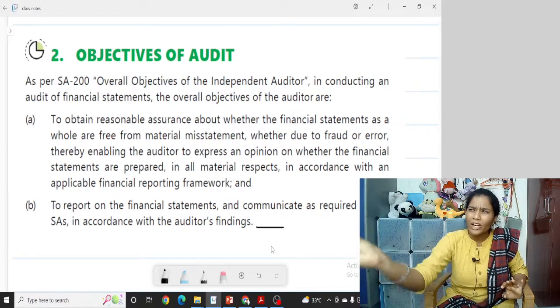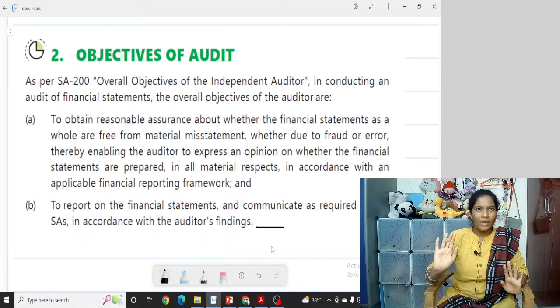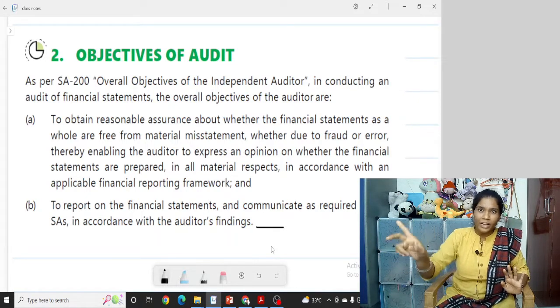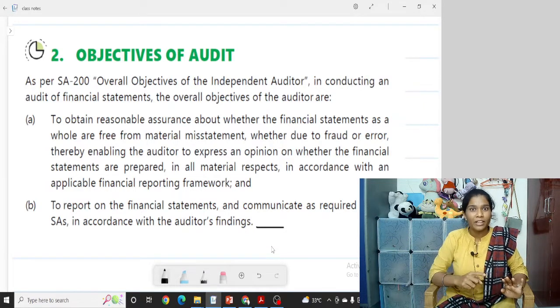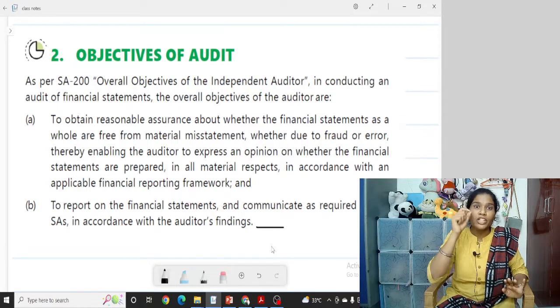If it is 109 and 110, no problem. But if 109 turned into 110 for 2 lakh units, that is a problem, a misstatement. Whether fraud or error, I don't mind, but it is a misstatement. That is a material misstatement. When it is of a highly material consequence, I have to take care.